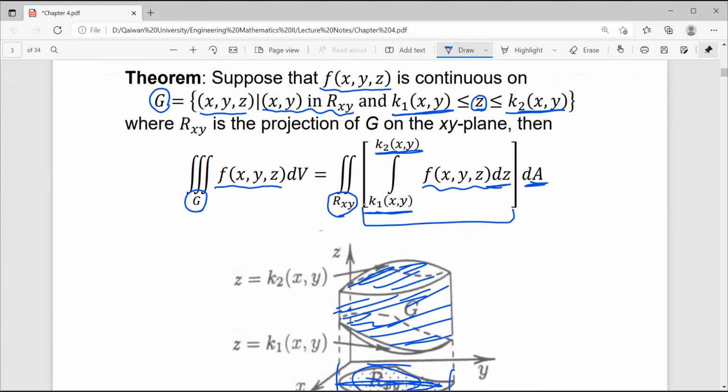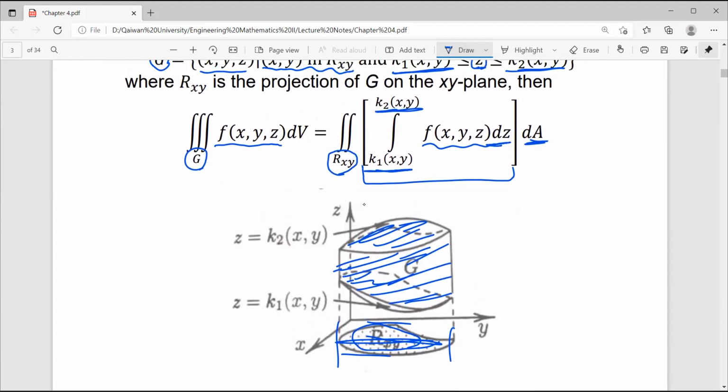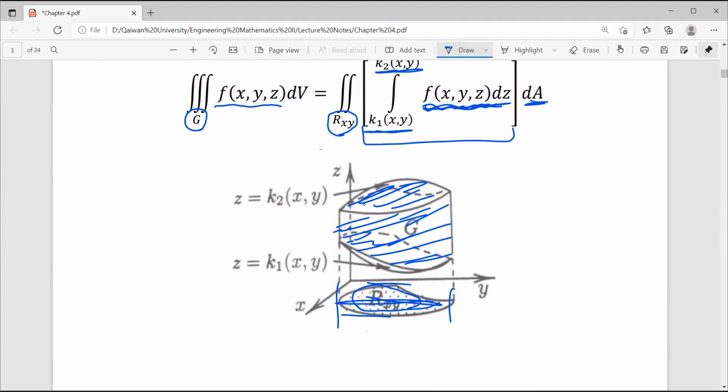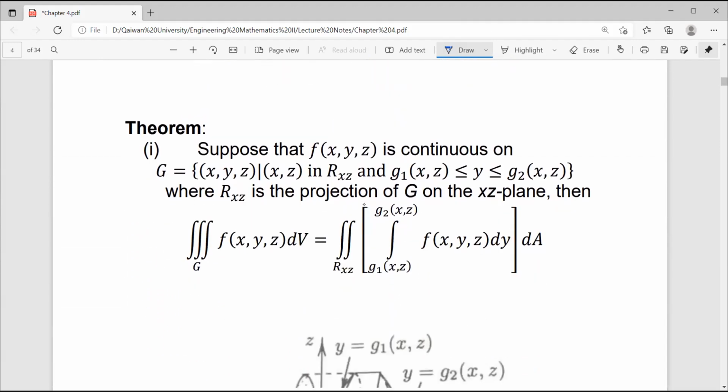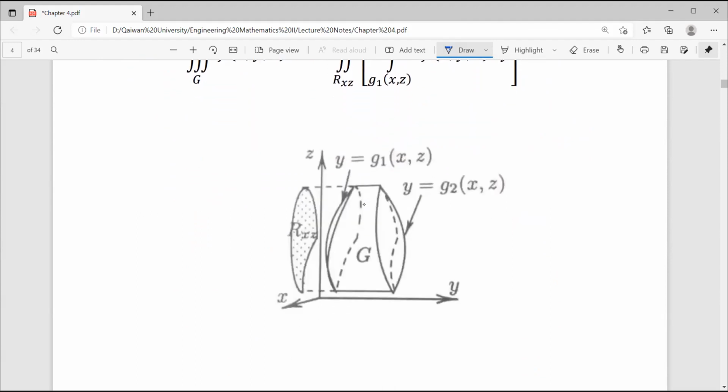It's how to find the double integration of a solid or for a function. It's the double integration for this function, where z is from a function of xy to another function of xy. If the projection is on the xy plane, this is the projection. We have this solid. Okay, we have the solid as projection on the xz plane.